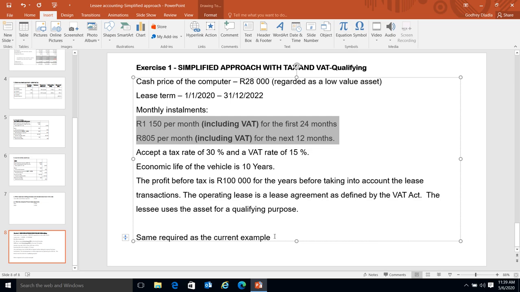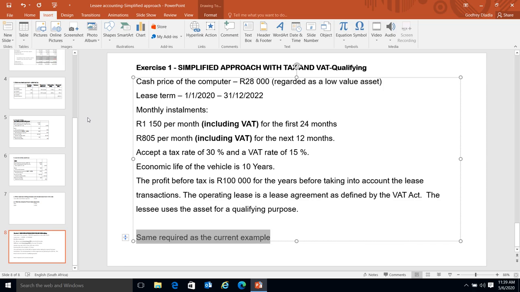Okay, so I'm saying use the same exercise as the one that we're using. The required must be the same. Okay, so you answer what we are doing on the slide based on this exercise that I want you to do it on your own.